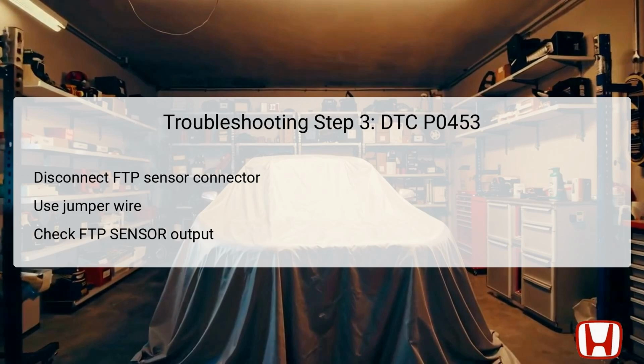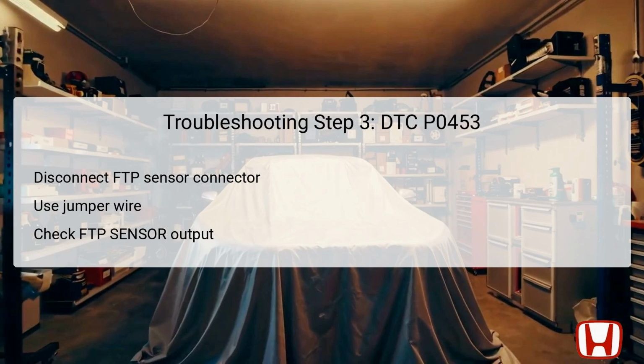To narrow down the source of the fault, the third troubleshooting step involves disconnecting the FTP sensor 3P connector. Once disconnected, it's essential to utilize a jumper wire to connect terminals A and B within the FTP sensor connector. Specifically, connect terminal A, white wire, to terminal B, black wire.